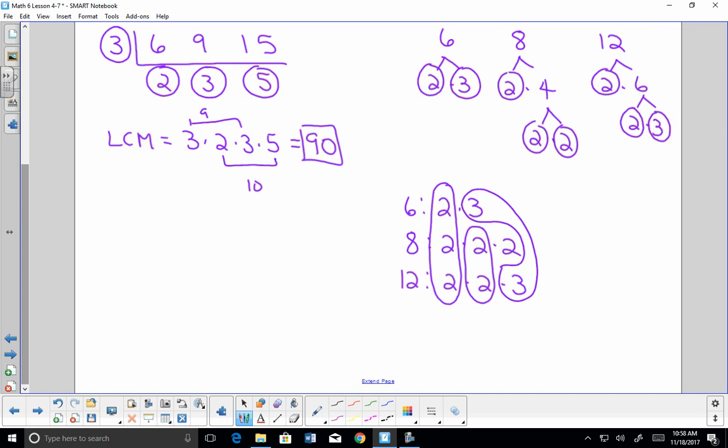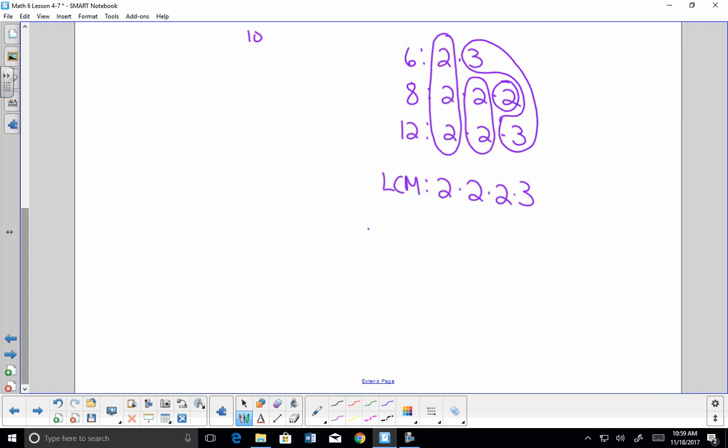Okay, with greatest common factor, they have to have everything in common. With least common multiple, they don't all have to have it in common, because what you're doing is whatever you circle, you're multiplying together once. We have this extra 2 at the end. So the least common multiple for 6, 8, and 12 is 2 times 2 times that extra 2 that was hanging out over there times 3. What did we circle? We circled one group of 2's, a second group of 2's, and then a lone 2, which makes our 2 times 2 times 2, and then a group of 3's. So our least common multiple here then is 8 times 3, which is 24.